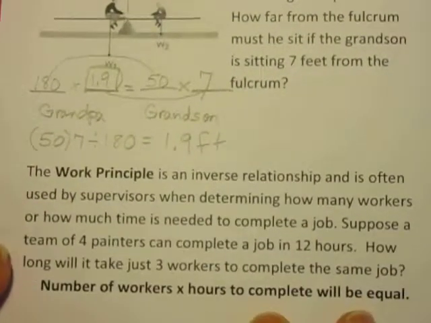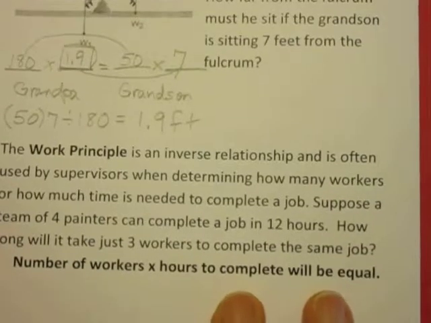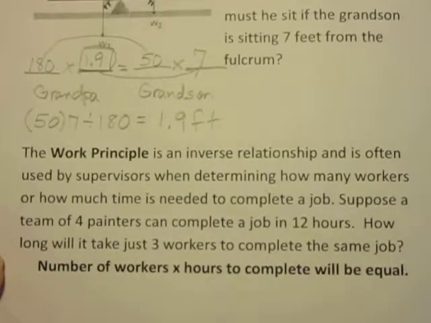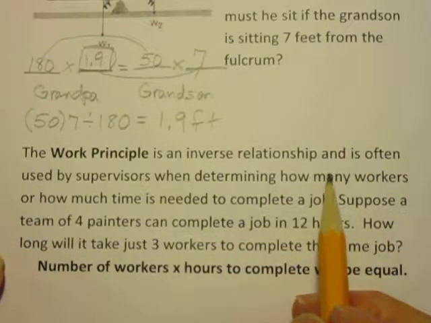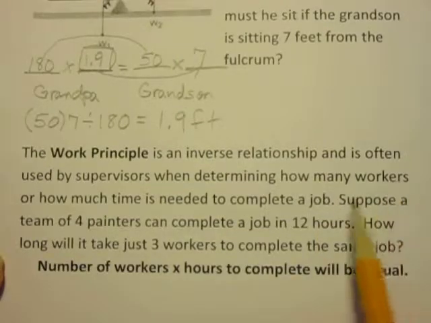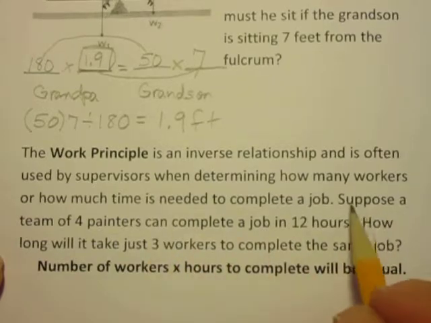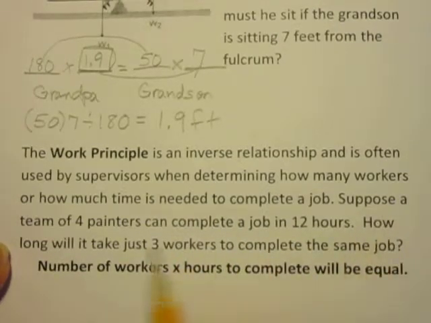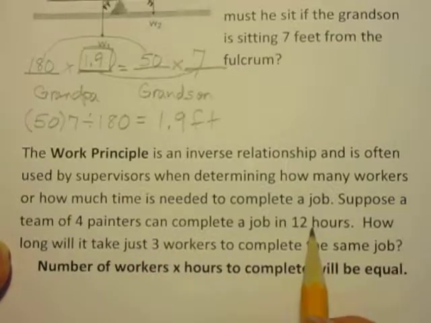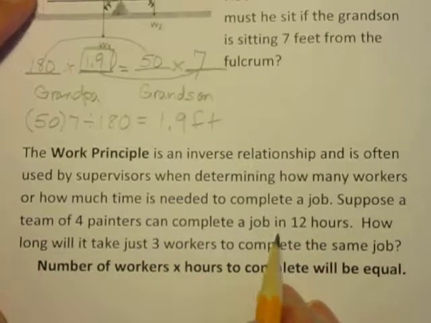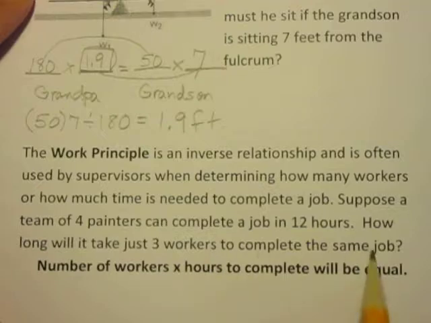Another area where you would see this work principle, and supervisors use this all the time, is that there's an inverse relationship between the number of workers on a job and the amount of time needed to complete the job. And that kind of makes sense. We've got an example here. Suppose we have a team of 4 painters and they can complete the job in 12 hours. How long is it going to take just 3 workers to complete the job?